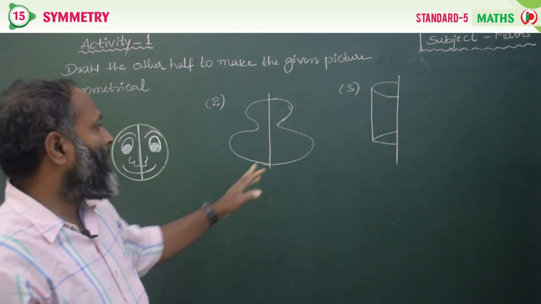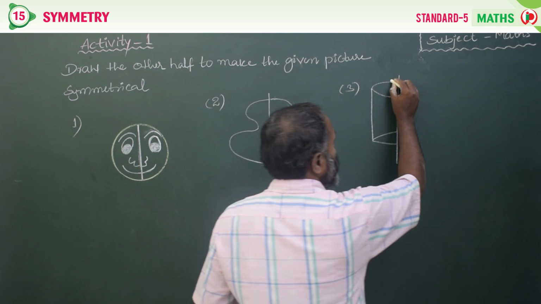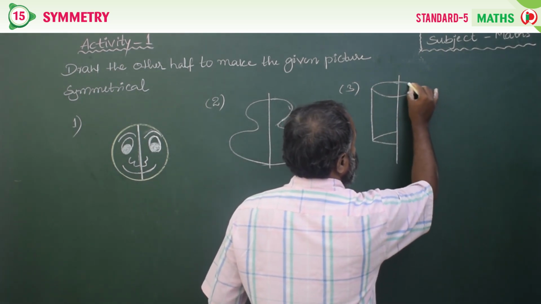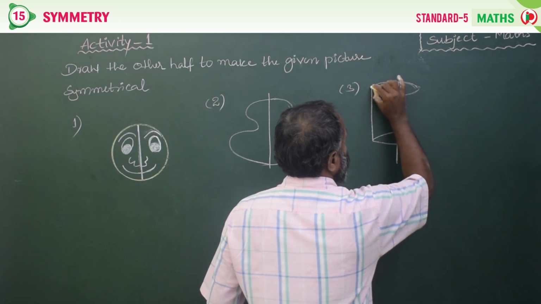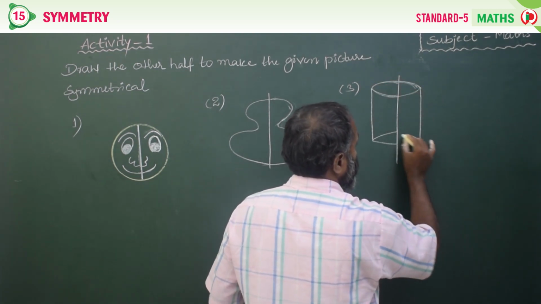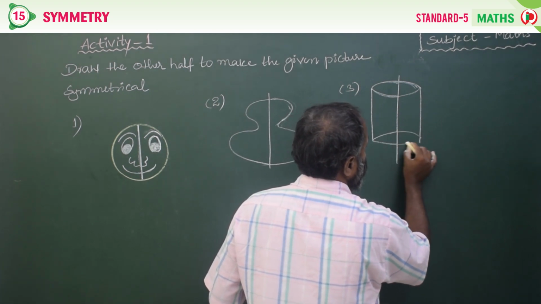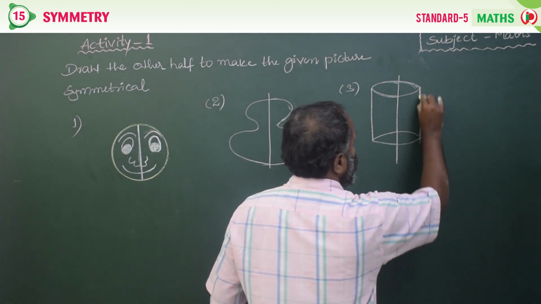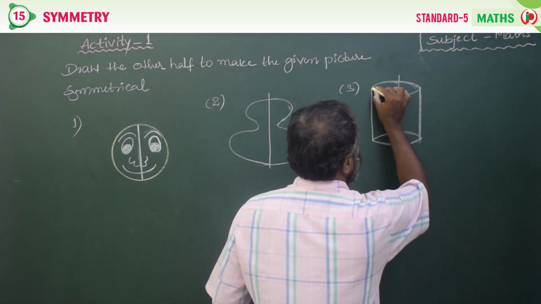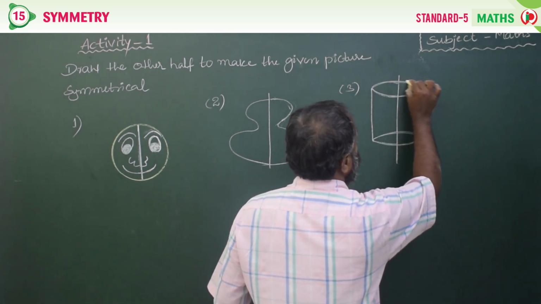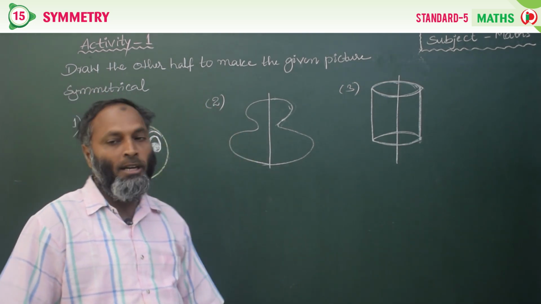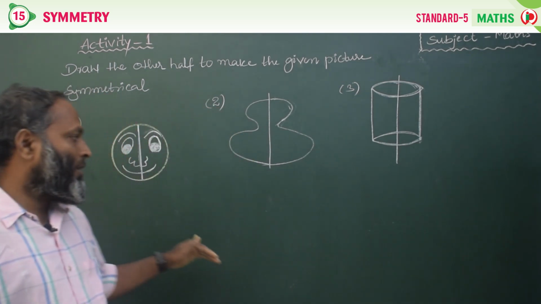Okay. So here also we should draw a picture so that it makes identical. We draw a cylinder, okay. In this way we should draw the remaining half of the picture so that it makes identical. After that, three more questions are given.